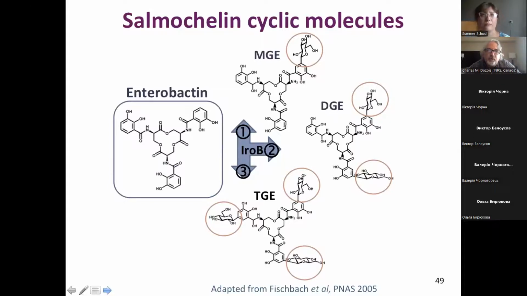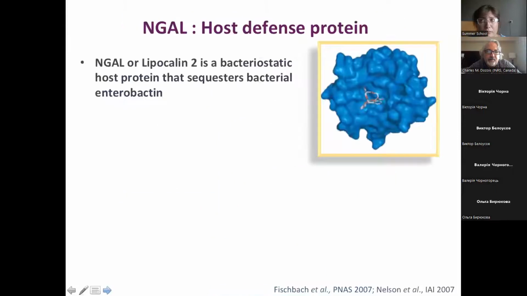And when we were doing research on the host defense aspect of proteins, it was actually identified when somebody did the crystallography of lipocalin-2, also known as NGAL, that they cloned in E. coli. And when they did the structure, they found that there was actually a molecule present within the structure, and it turned out to be enterobactin.